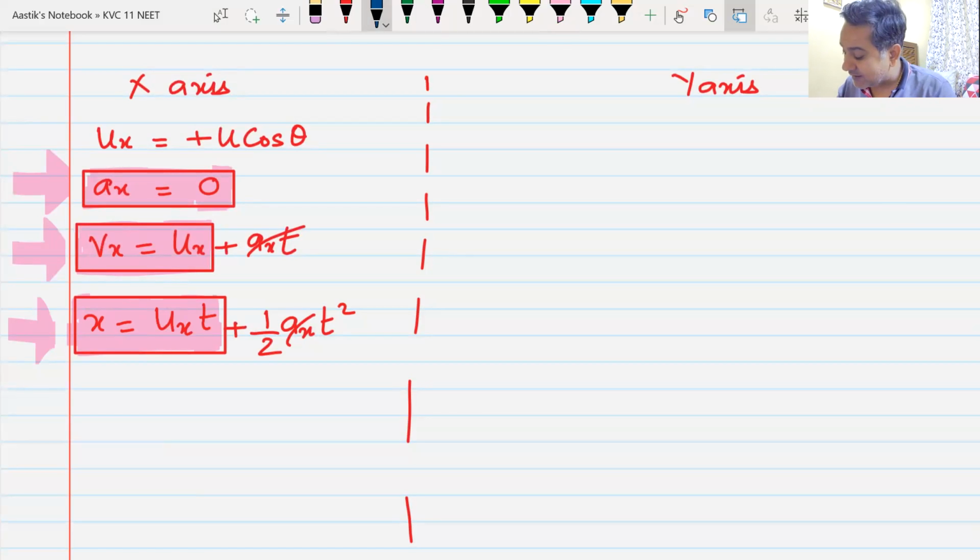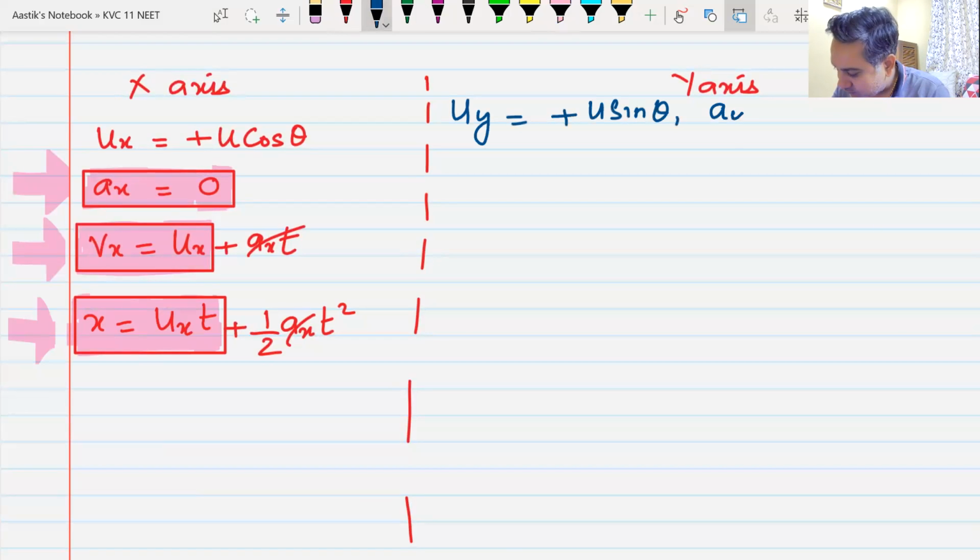What do we know about y-axis? What is the initial velocity along y-axis? Plus u sin theta. What is the acceleration along y-axis? It is equal to minus g. Why is it minus g? Because it is downwards. Why is it plus u sin theta? Because it is upwards.